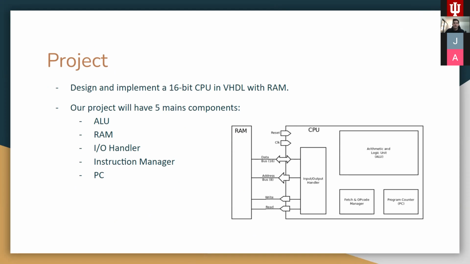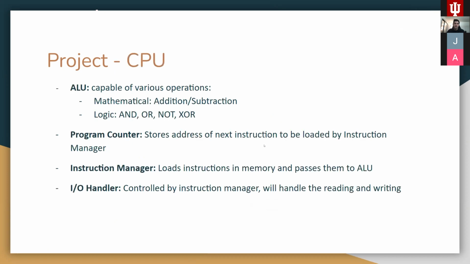For this project, we'll have 5 main components: the ALU, the RAM, an input-output handler, an instruction manager, and a program counter. For the CPU, we want the ALU to be capable of various mathematical and logical operations, such as addition, subtraction, and, or, not, XOR. And then the program counter will store the address of the next instruction to be loaded by the instruction manager.